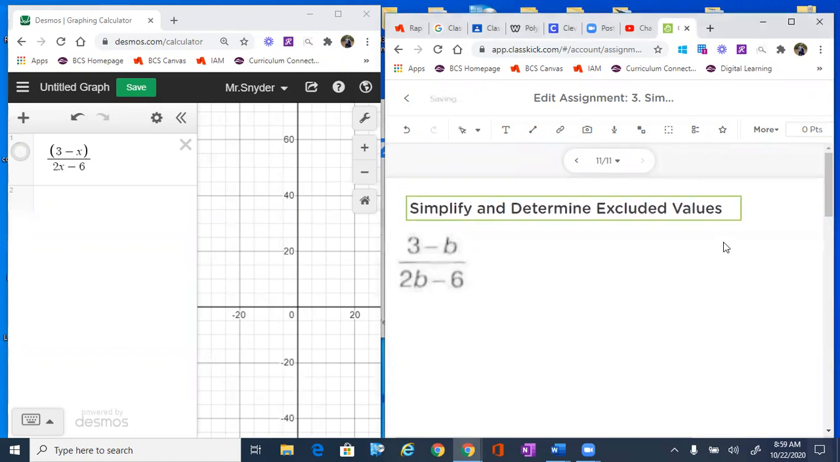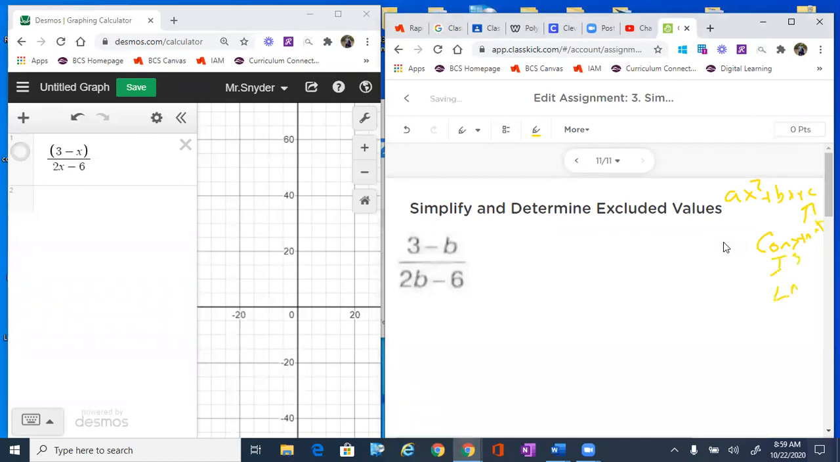So for example, we can think of it as ax squared plus bx plus c, where the constant is last. And so what you'll notice here is the constant is not last. So we need to rewrite this, just in a different order. So I'm going to say, okay, well, it's negative b plus 3. That's all I did was organize it differently. And then the 2b minus 6 stays exactly the same.